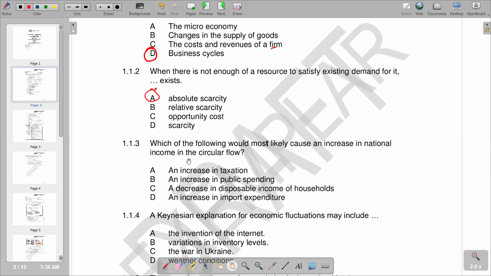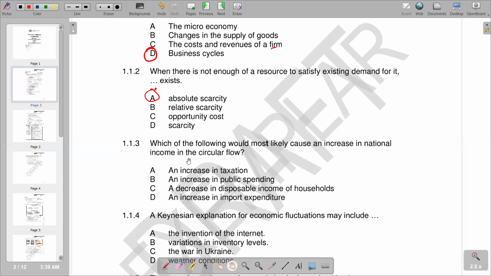We have an increase in taxation. Taxation actually is a withdrawal, which is opposite, so it is out. And then we've got the increase in public spending. Public spending is the public spending, it means the income is going to get into the economy and it gets into the circular flow, which is correct. And then a decrease in disposable income for households. Obviously, when there's a decrease in income, it means they're going to spend less, and the injections in the circular flow will also reduce, which is not correct.